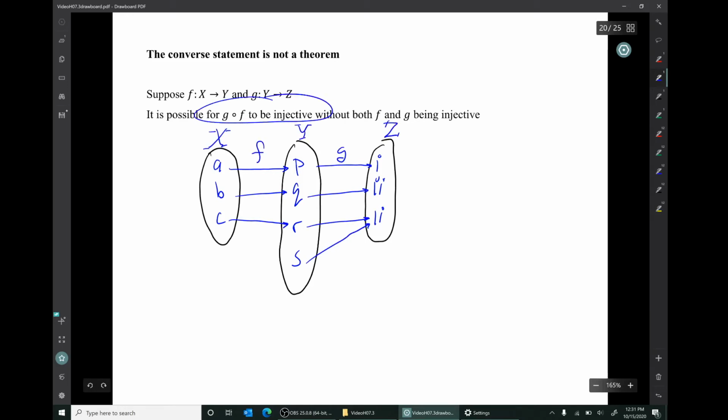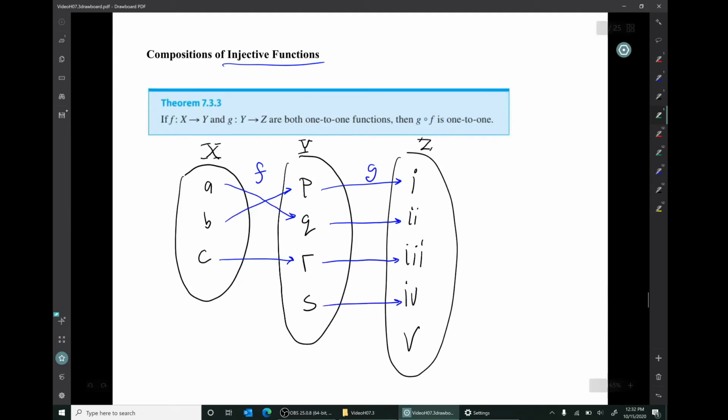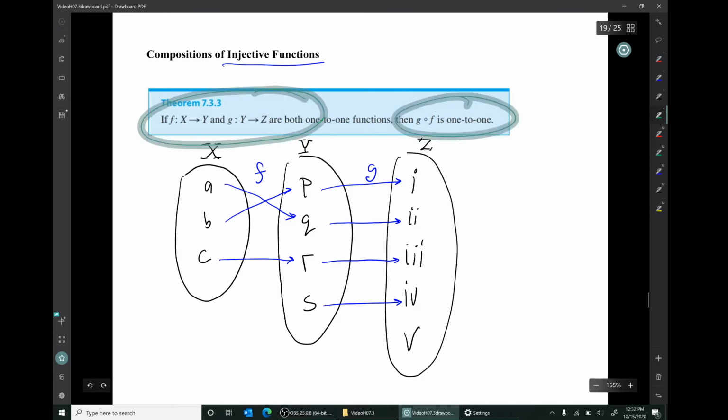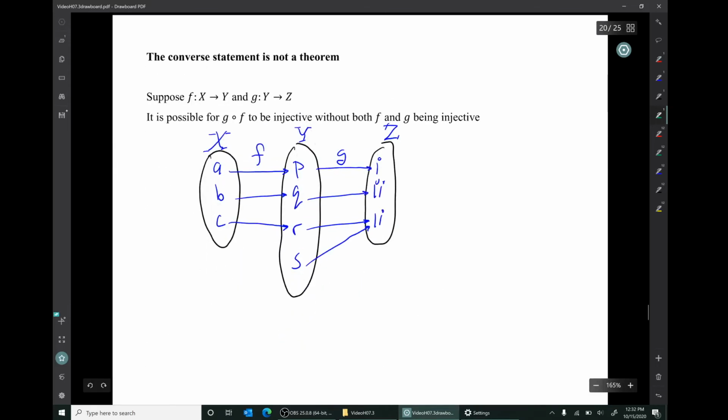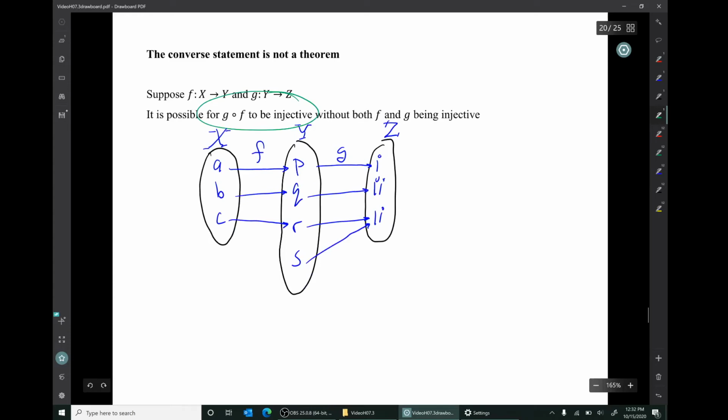Notice that g circle f is injective. That is, if you pick two inputs that are different, they always produce outputs that are different. So again, if g and f are both injective, they're both one-to-one, then their composition will be one-to-one. But the converse is not true. It's possible for the composition to be one-to-one without both functions being one-to-one.